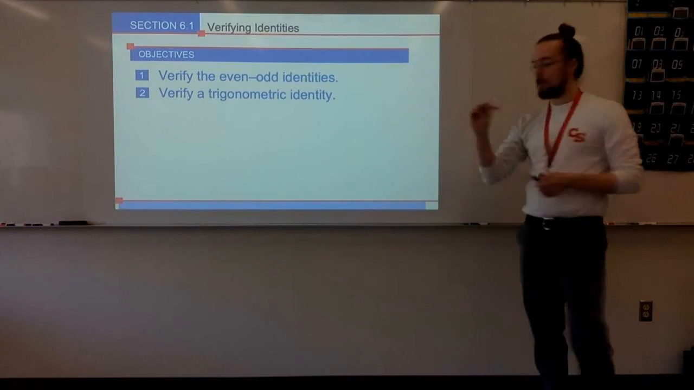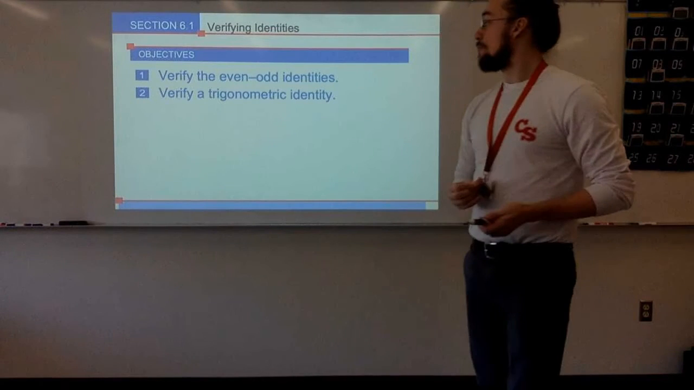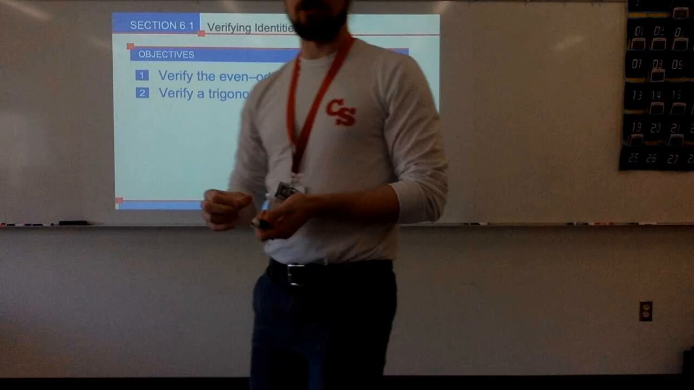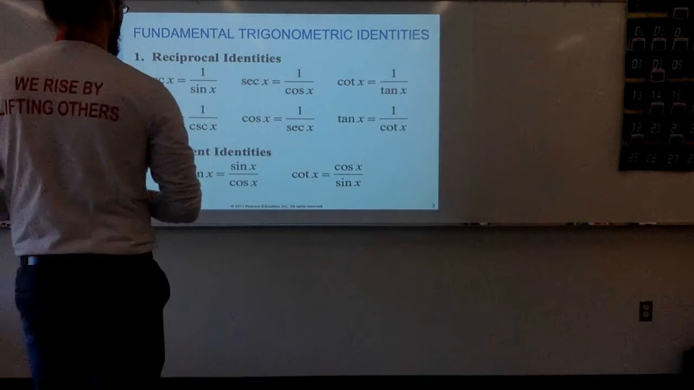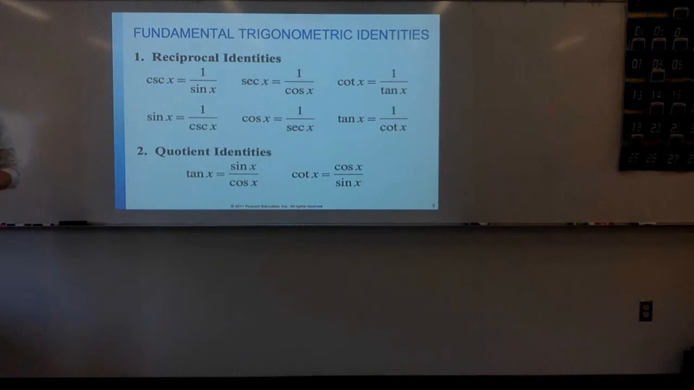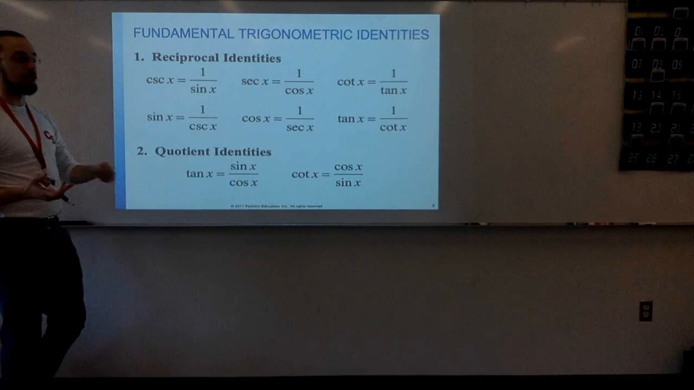I would probably advise writing some of these first things down that we take a look at here. Okay, this first section, we're going to start by verifying trigonometric identities. To do that, we first need to look at a few properties. These are ones that we've already talked about: our reciprocal identities and our quotient identities.